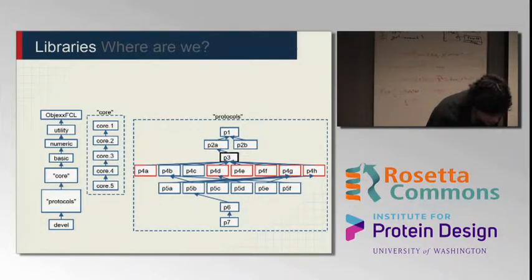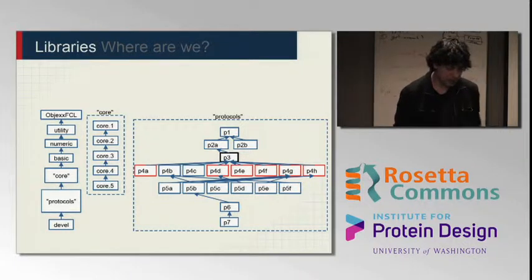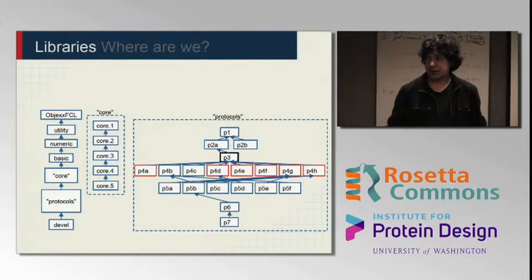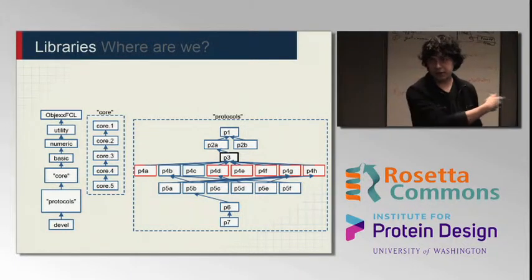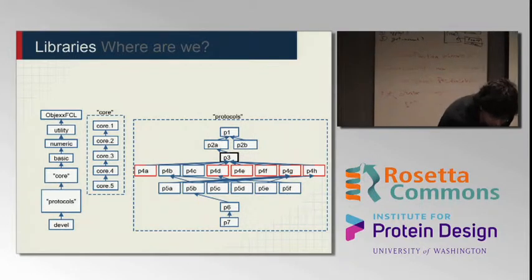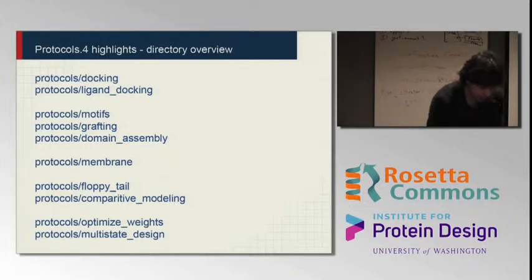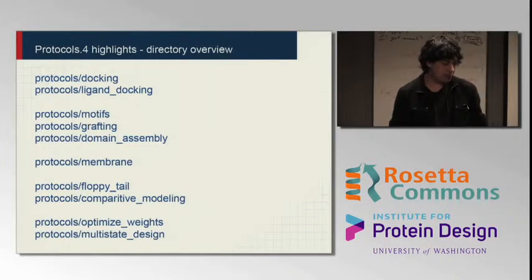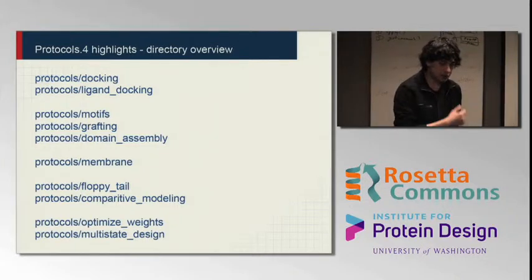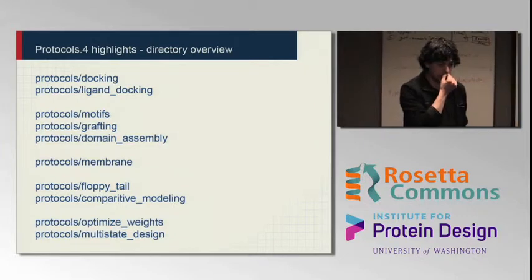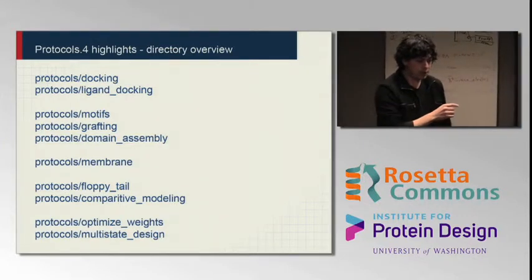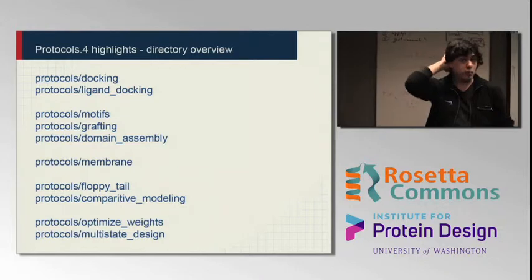And then on top of this, I also have to talk about protocols for it, but if it took me like an hour to talk about protocol street, you can figure out that I cannot spend the next 7 hours talking about protocols for. So instead, I just decided to tell you that there are very interesting things here. So there is docking, ligand docking, motifs, grafting, domain assembly, membrane, pulpy tail, etc.